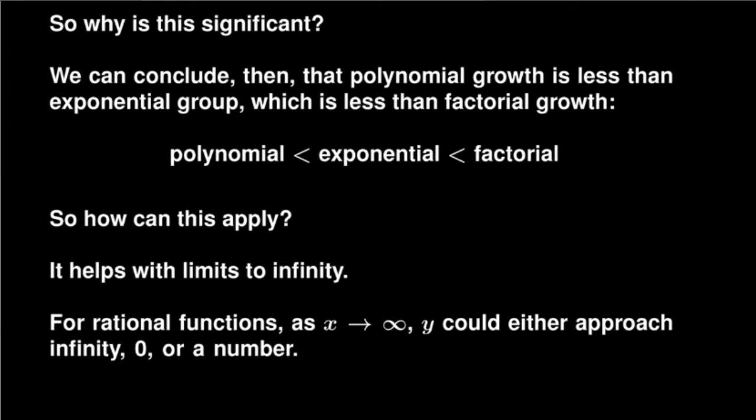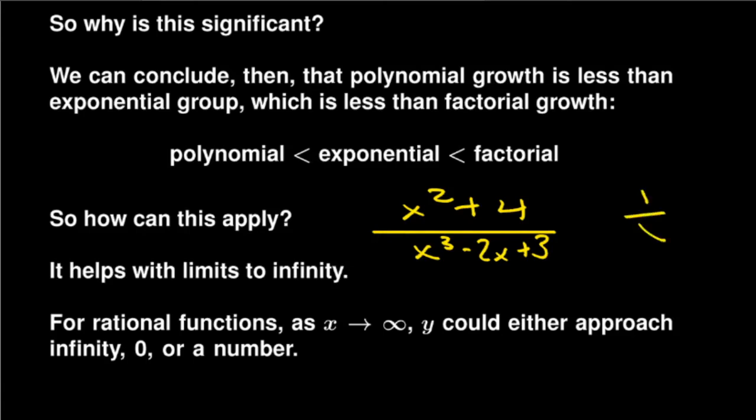So for rational functions, remember that just means a function that is a polynomial over a polynomial. So something like x squared plus 4 over x cubed minus 2x plus 3. That's a rational function. Or even just 1 over x, that's a rational function as well. We can analyze what happens toward the infinities with these things.